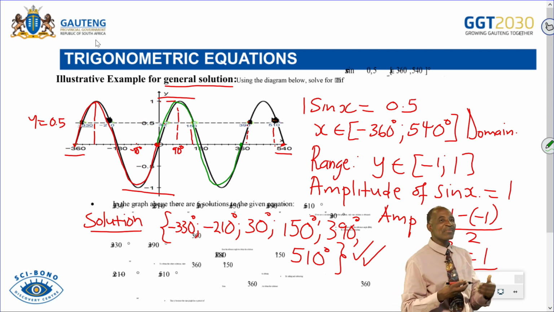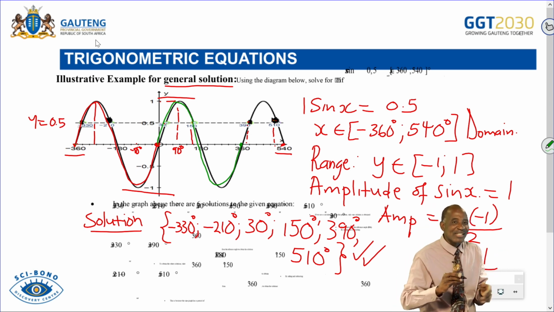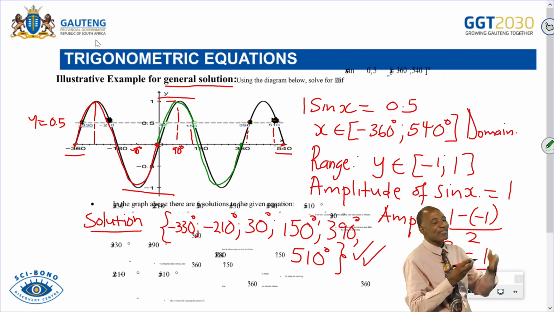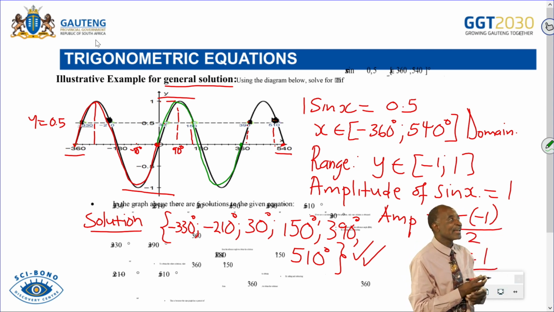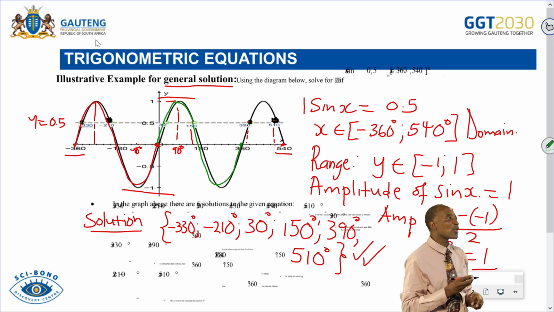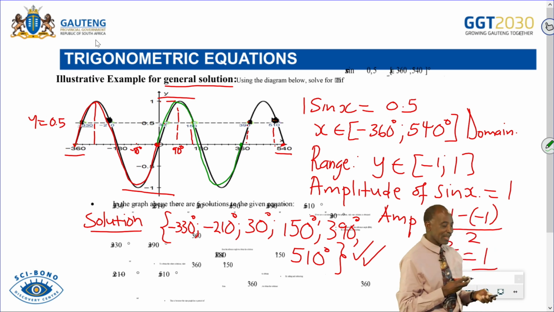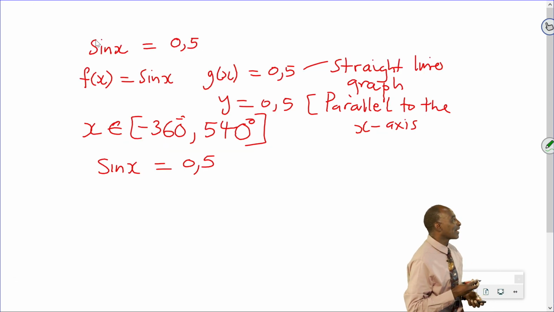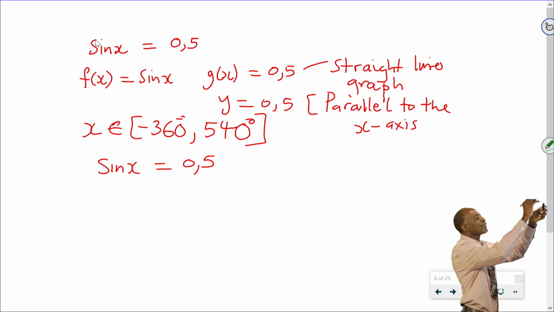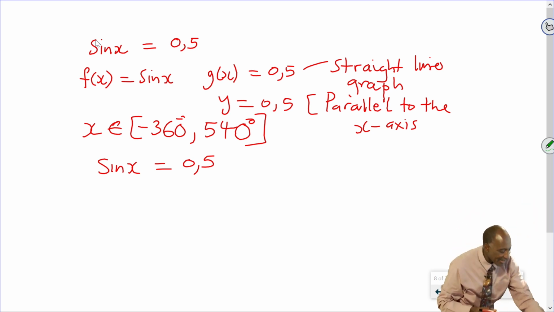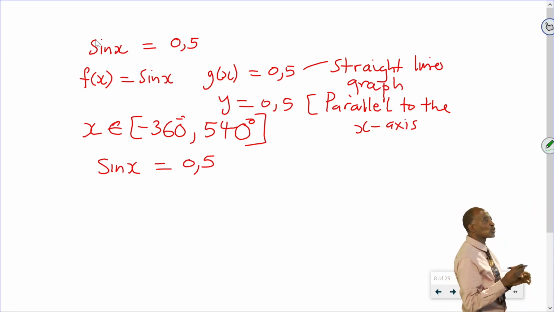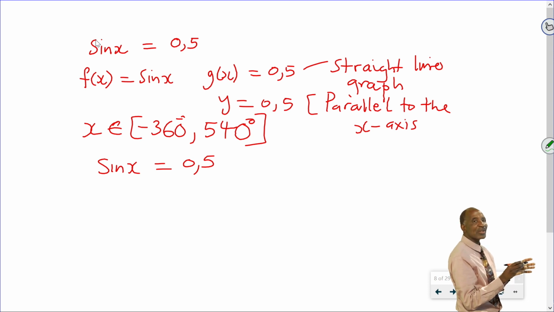A general solution means you are giving us a solution that represents all the values that are possible to give us 0,5. Basically where the sine graph will meet the line 0,5. Okay, then let's proceed. Now, how do you find your answers by calculation, without a graph paper? We want to solve this equation without using a graph paper.